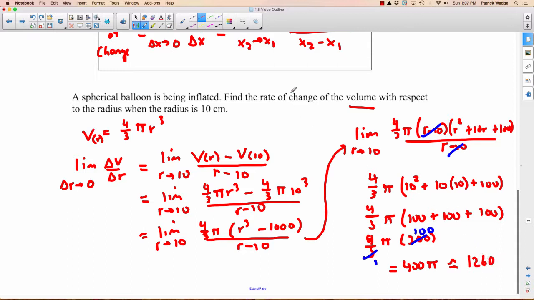Now, what are the units? We're finding the rate of change of the volume. Well, volume is measured in centimeters cubed. So it's 400 pi centimeters cubed per, and it's with respect to radius, and radius is measured in centimeters. So centimeters cubed per centimeter. Does that make sense? I'll just circle the first one, it's more exact. What that's saying is, for every centimeter increase in the radius, the volume is increasing by 400 pi. Okay, so this is a rate of change here.